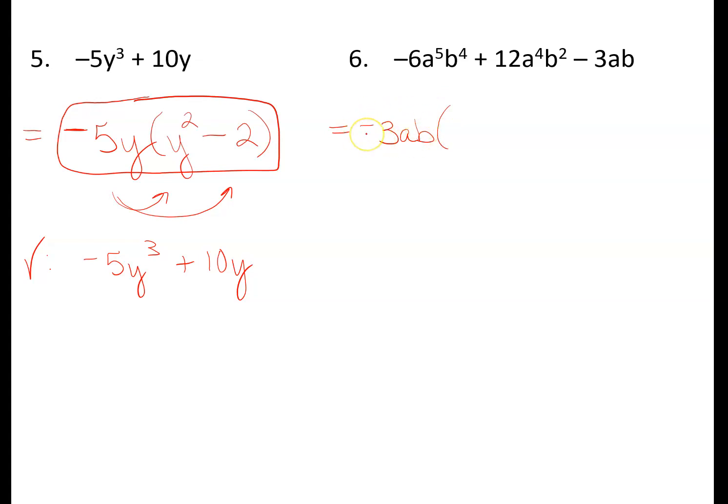It's just one term, so it does not have to have parentheses around it. Then we divide. Negative 6 divided by negative 3 is a positive 2. A to the 5th divided by a is a to the 4th. Remember, we're subtracting the exponents when we divide. So 4 minus 1 is going to make it b cubed. Okay, positive 12 divided by negative 3 is going to be a negative 4. And then for the a's, 4 minus 1, this will be a cubed. And b, 2 minus 1, so this is just b to the first.